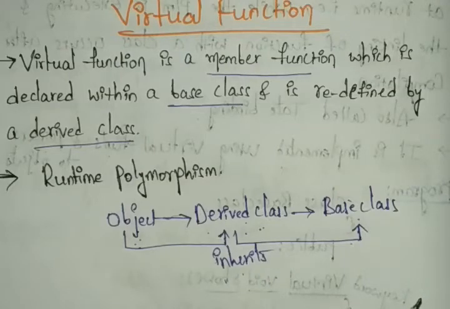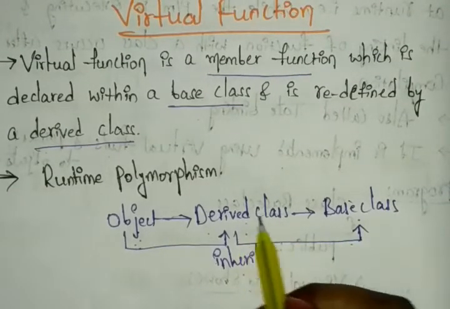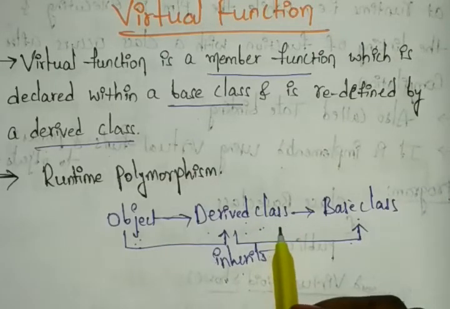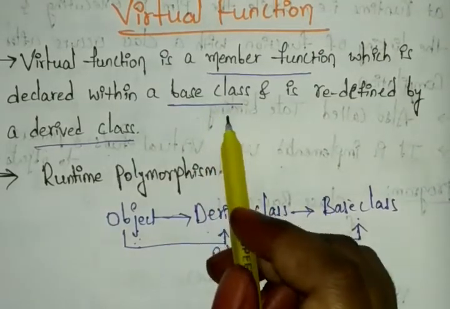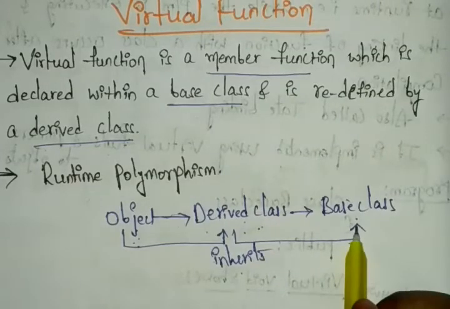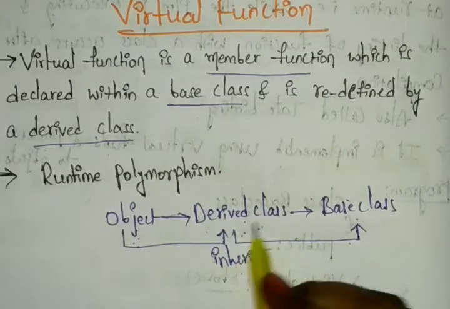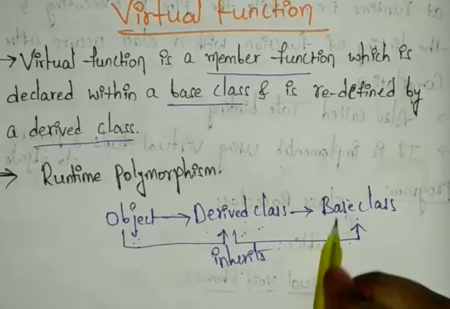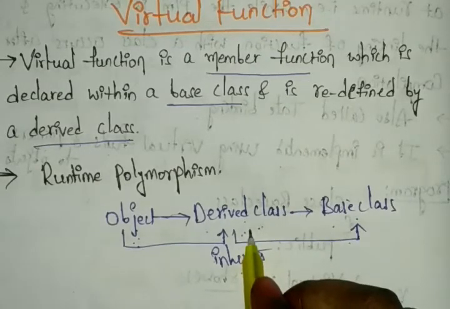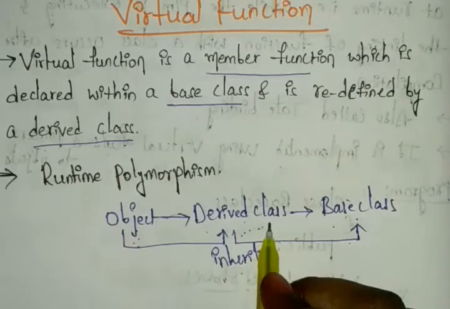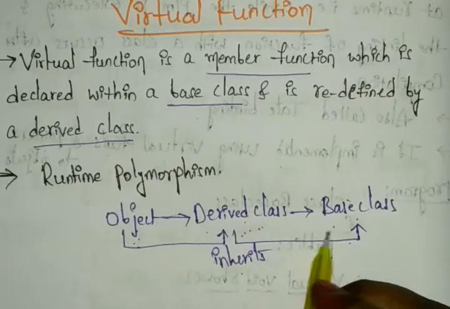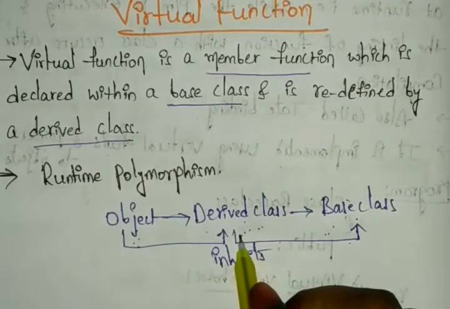The prototype of the virtual function must be the same in the base class as well as in the derived class. Whatever name you give in the base class is also in the derived class, and they are always defined in the base class, and it can be overridden in the derived class.